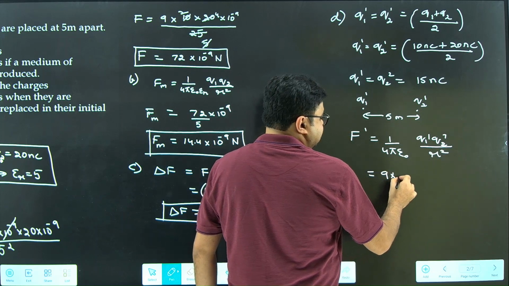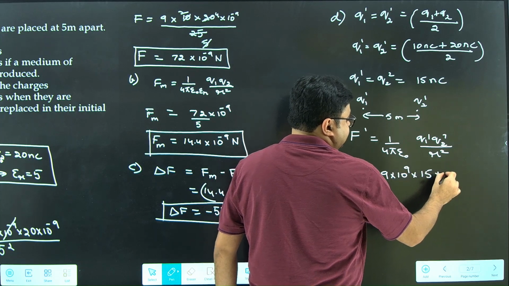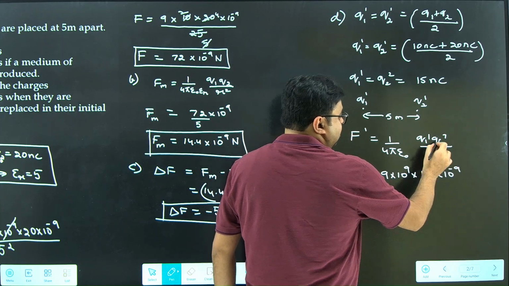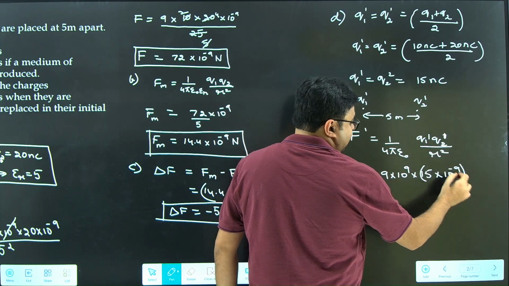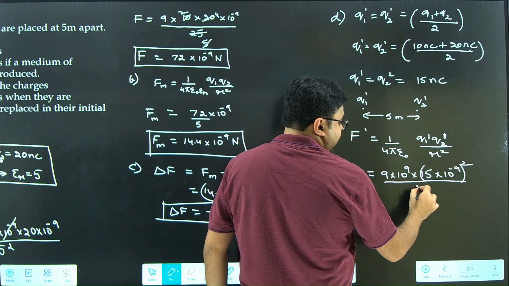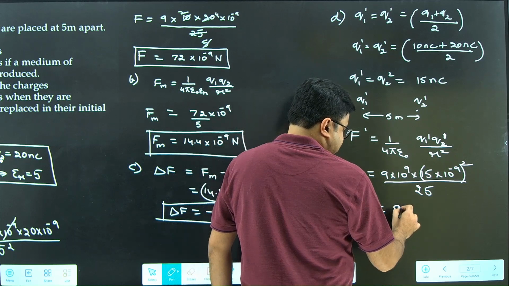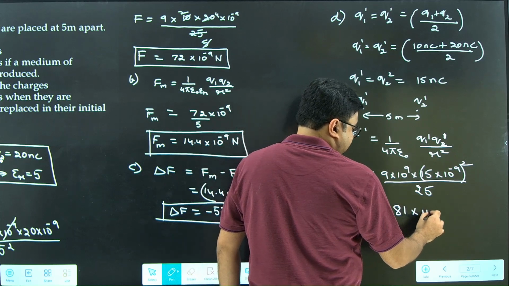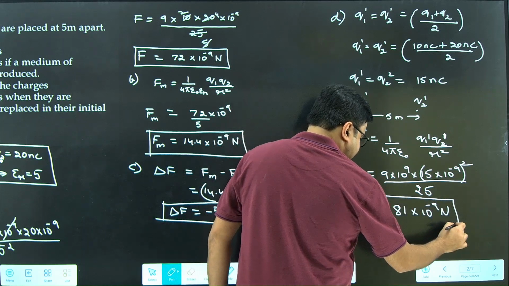All that is remaining is just substitution. 9 into 10 to the power of 9 multiplied by 15 into 10 to the power of minus 9, because this is also 15 into 10 to the power of minus 9, the q2 dash. You get q1 into q2, it's the same value, it gets squared, divided by r square, that's 25, my dear friends. You simplify this and the answer is going to be 81 into 10 to the power of minus 9 Newton, and that's the final answer for this problem.